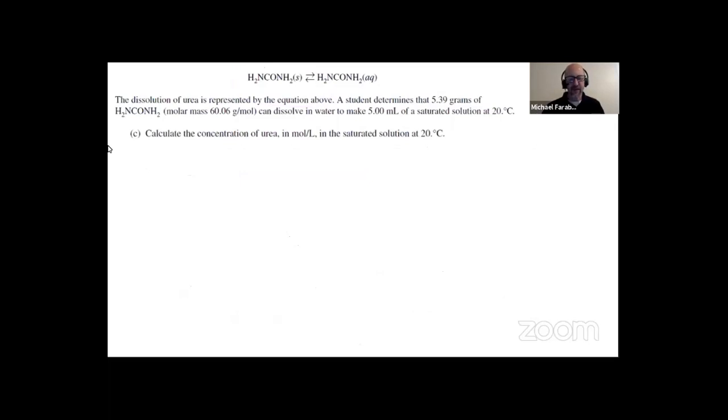So we're given information about grams. We can definitely convert from grams to moles. And then moles divided by volume in liters. So that problem gives us 17.9 moles per liter.